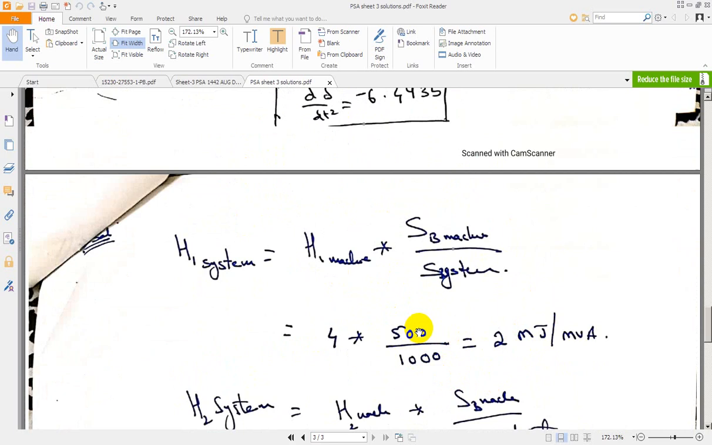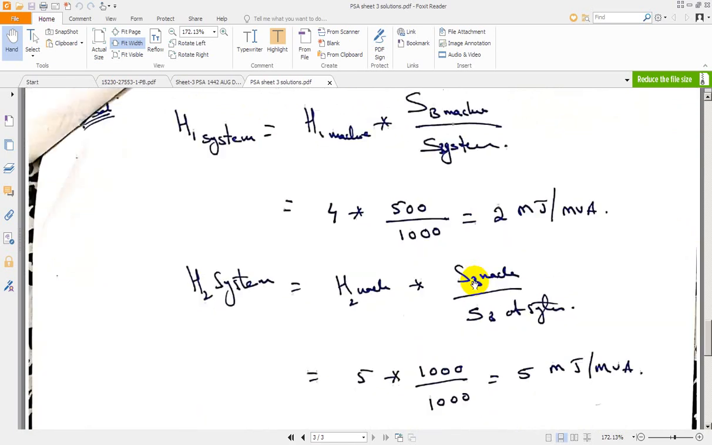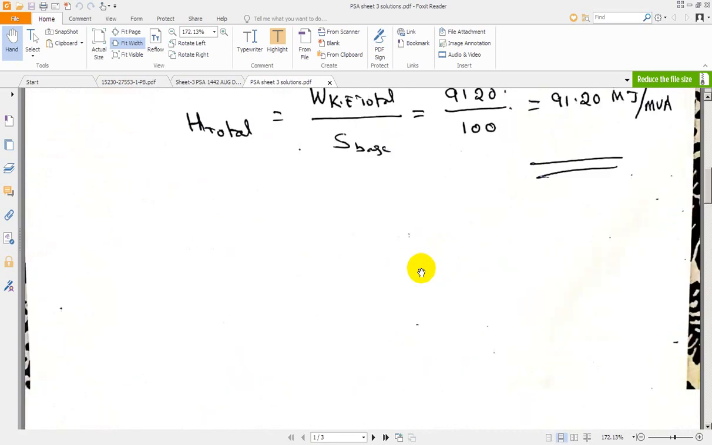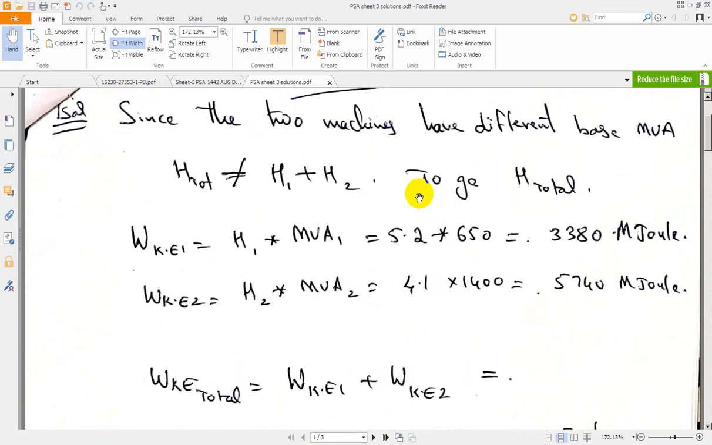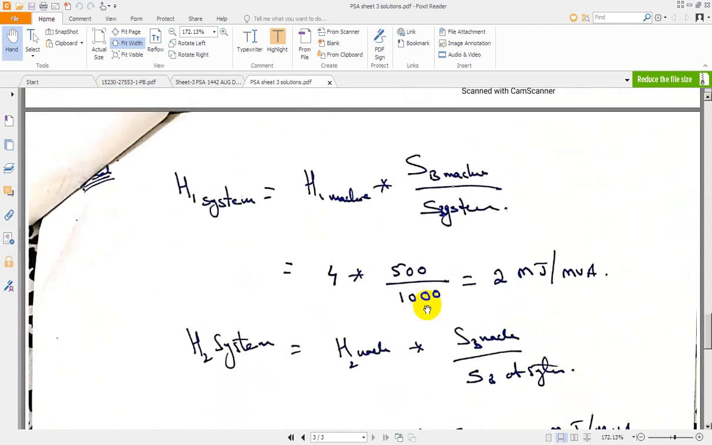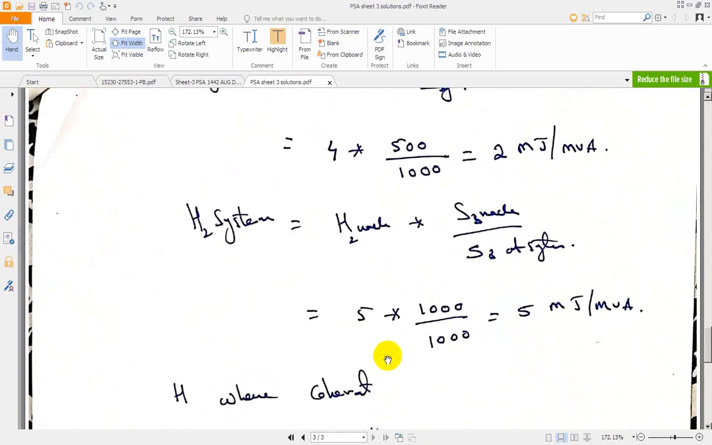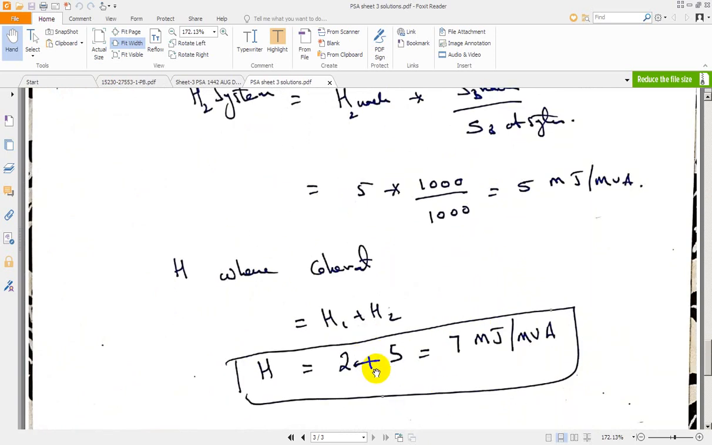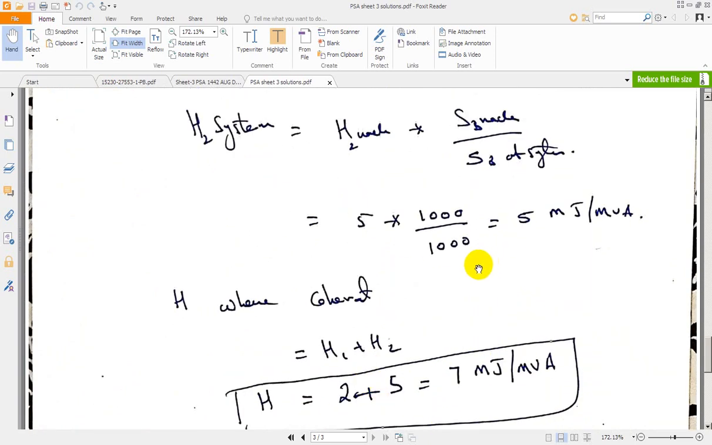So megajoules per 500 S base of the machine divided by S base of the system. Either you can go with this method or you can go with this method. You will get the same solution. Both are same. H will be H1 plus H2 is equal to, now both are at the same base.